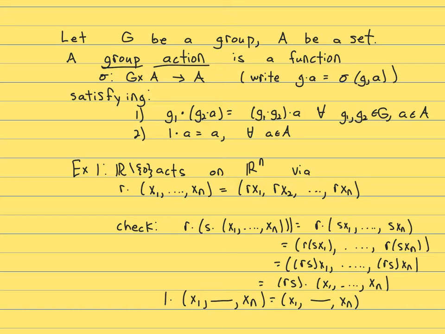And in order to be a group action, we have two requirements. The first requirement is this one, which is that if I take two elements of my group, g1 and g2, and an element in my ground set A, if I act on a by g2 and then act by g1, then I get the same result as if I multiply g1 and g2 together and then act on a. And then the second requirement is that acting by the identity element gives you the identity function. 1 dot a is a.